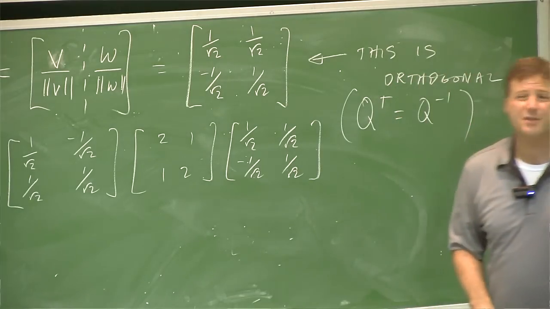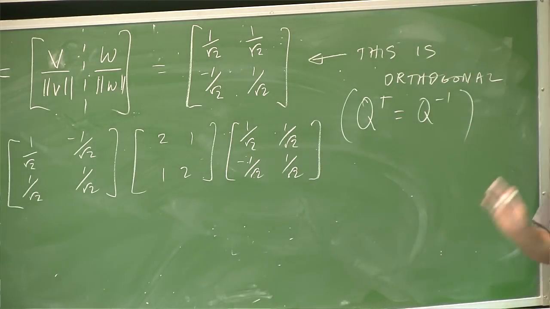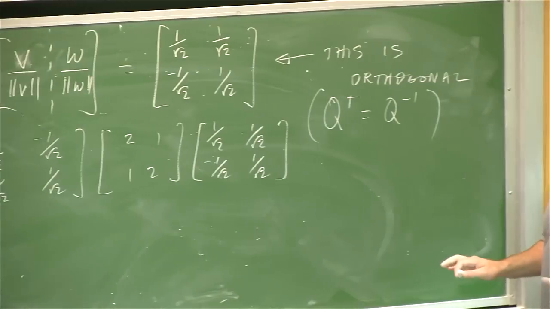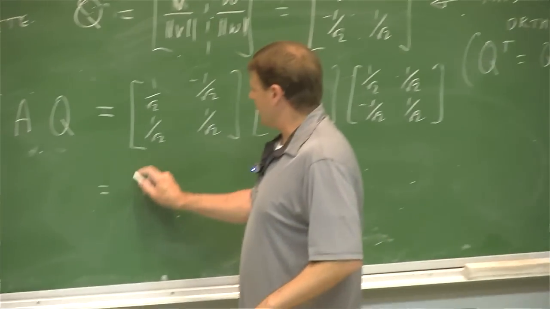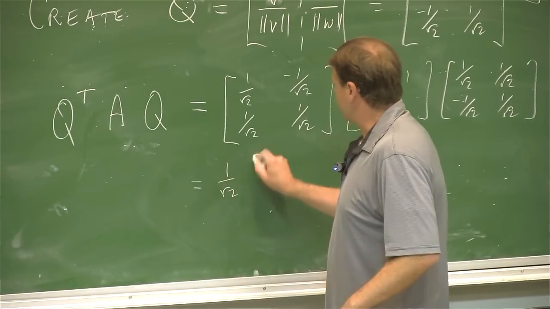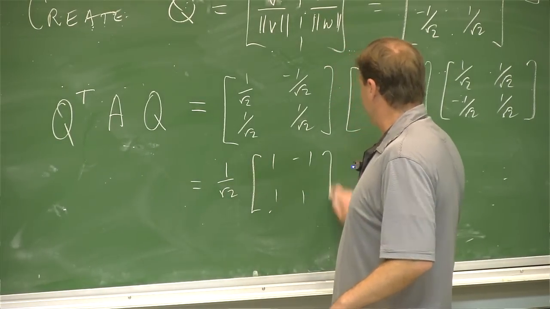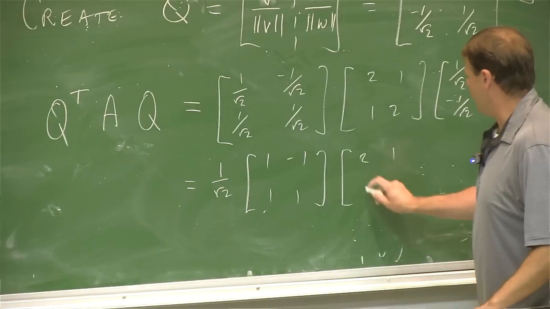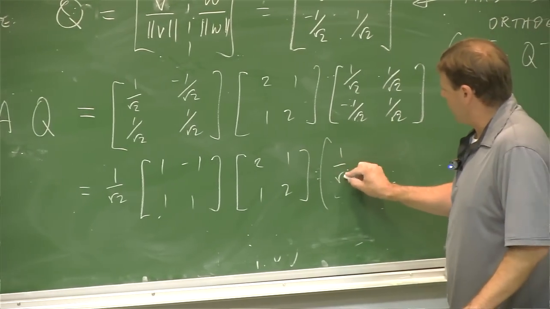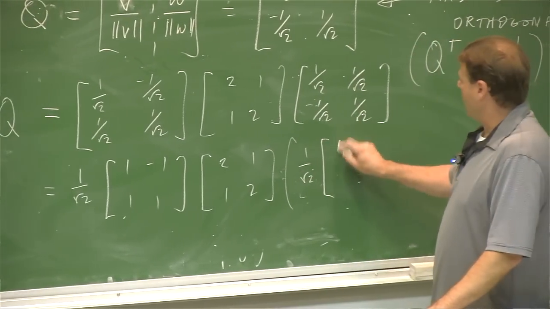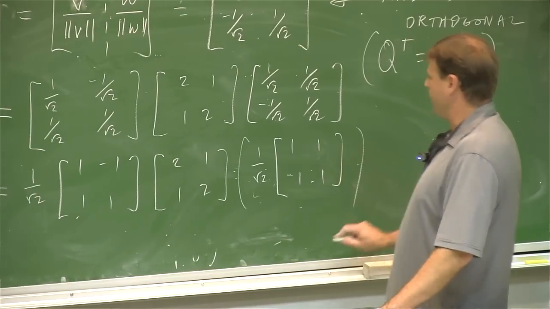Okay, so that's 3 matrices to multiply together. Before we just jump right in and do that, let's see if we can make our lives a little easier. This is the same as 1 over root 2 times [1, -1; 1, 1], times [2, 1; 1, 2], and then times 1 over root 2 times [1, 1; -1, 1]. See if you agree with that.